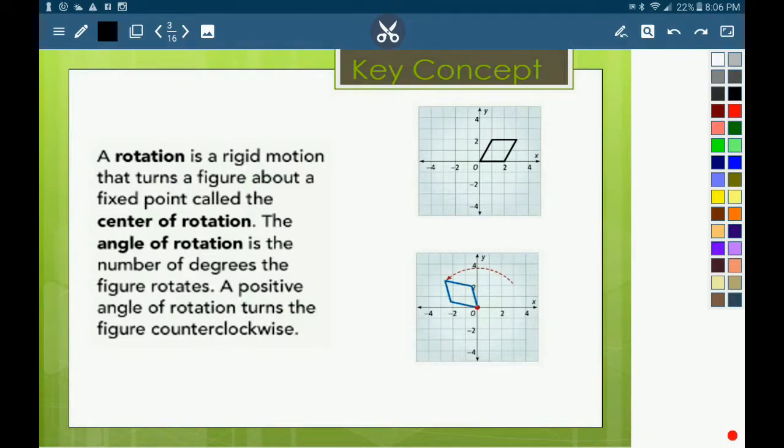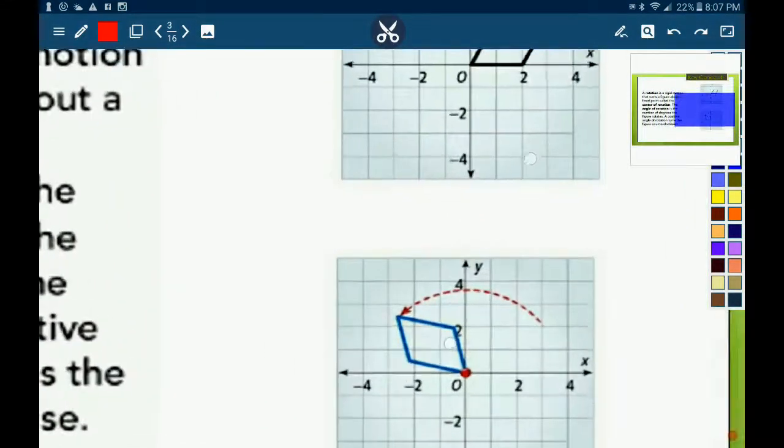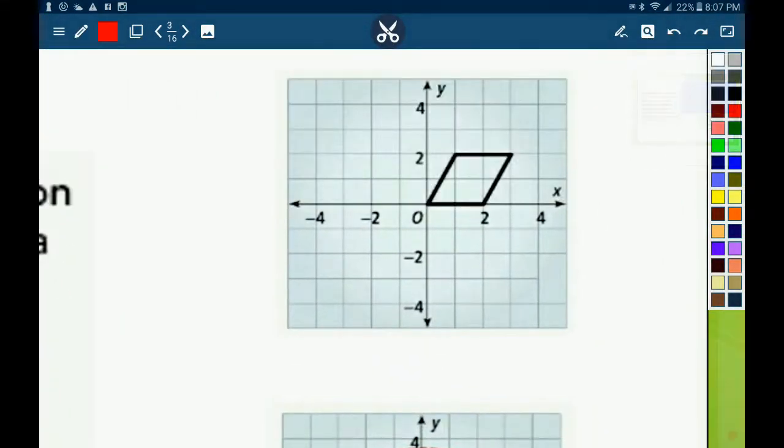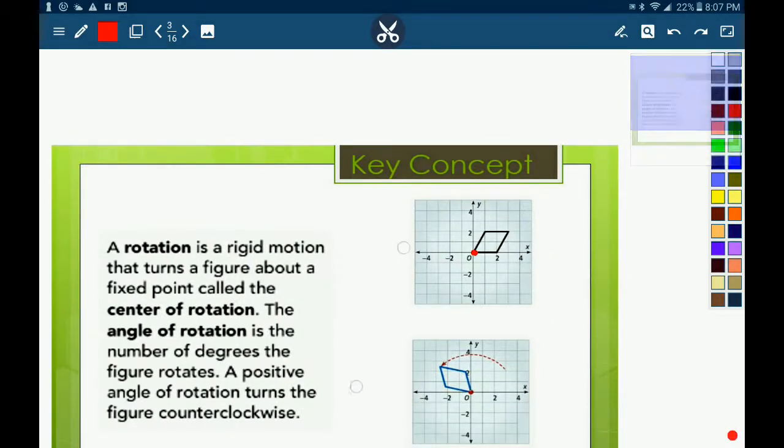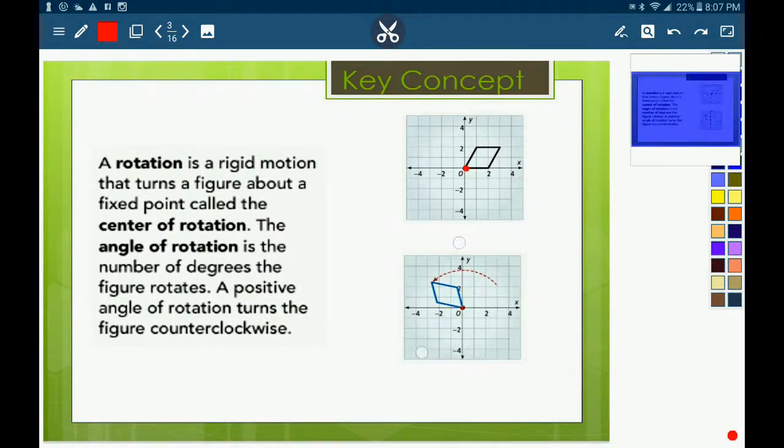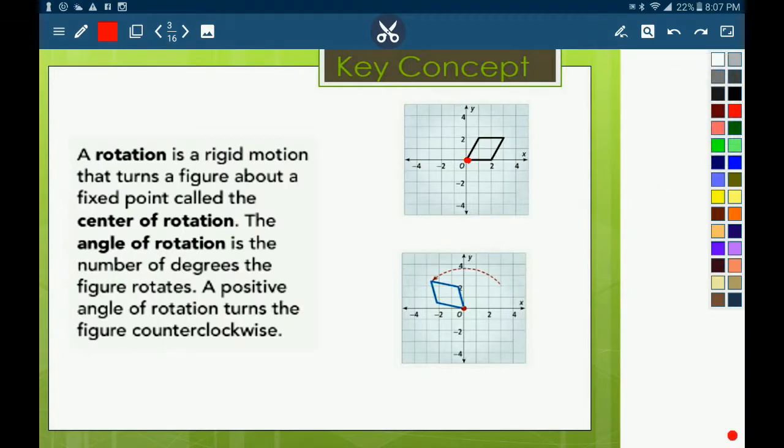So let's take a look at the main idea. It says a rotation is a rigid motion that turns a figure about a fixed point called the center of rotation. Now, for our purposes, our center of rotation is always going to be at the origin, but just know that you can actually rotate about a point that is not the origin. So for now, just know that whenever we rotate, it's going to be around 0, 0.